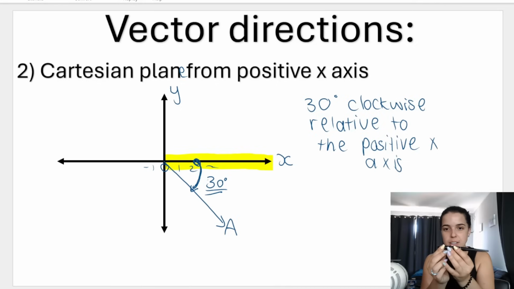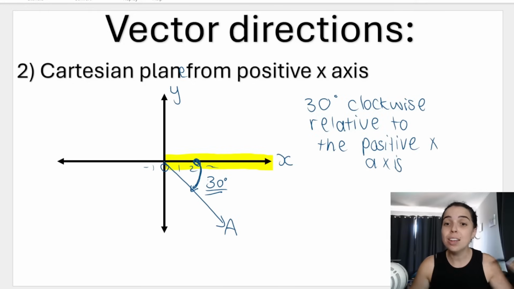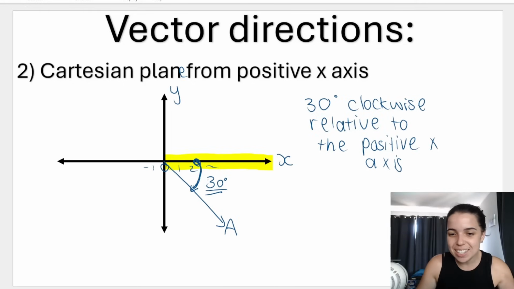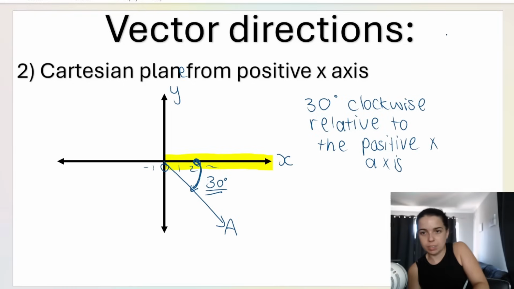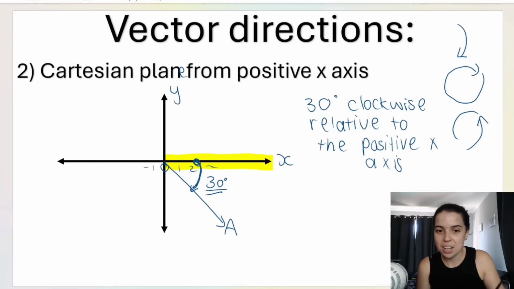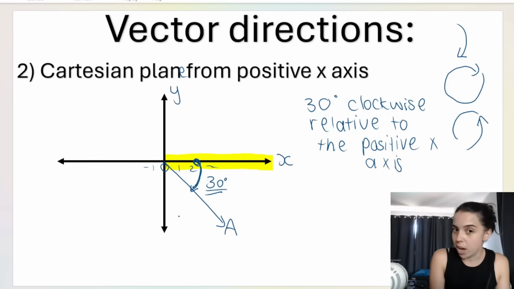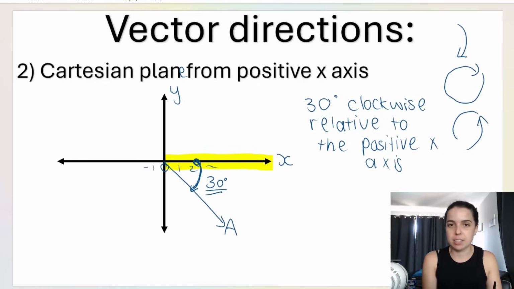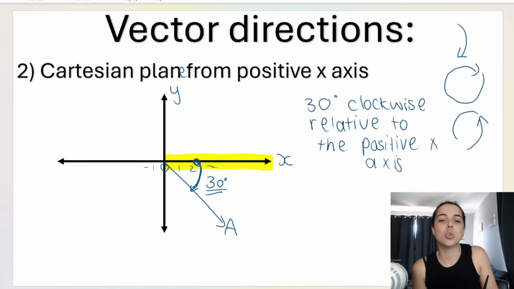Okay, here's the positive x-axis. Do you see that that vector is going like this? It's going down like this. It starts here, it's going down like that. So it went clockwise. I hope you can see it. Going that way is clockwise. Going the other way is anti-clockwise. So this is 30 degrees clockwise relative to the positive x-axis. Relative just means that's where we're starting.